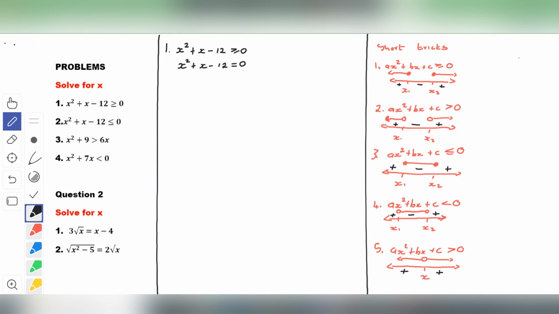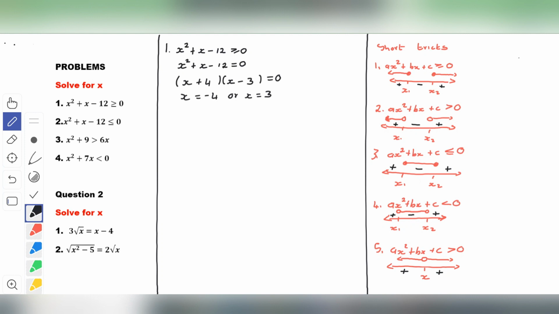Then now we solve for x, right? Whenever solving for x, guys, you can either use the quadratic formula or you can use the short step. I prefer this one, but whenever you find it difficult to find the values here, please use the quadratic formula. Therefore, we're going to have x plus 4 and x minus 3. Then x is going to be negative 4 or x equals 3.